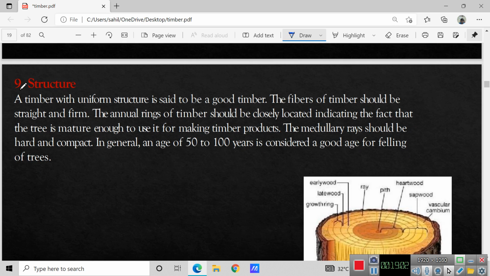Now 9 is the structure. A timber with uniform structure is said to be a good timber. The fibers of timber should be straight and firm. The annual rings of timber should be closely located, indicating that the tree is mature enough to use for making timber products. The medullary rays should be hard and compact. In general, an age of 50 to 100 years is considered a good age for felling of trees. So, we have to keep in mind that 50 to 100 years is a good age for felling of trees. It is a very important fact.